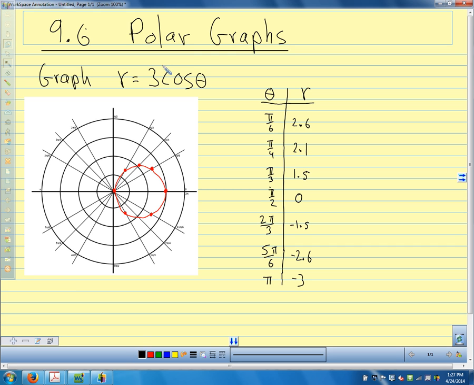And 3 tells us our diameter. And when we have just a cosine theta graph, we always end up with a circle that's centered on the polar axis. If we had 3 sine theta, I think we talked about this yesterday, we would end up with a circle that was on the pi over 2 axis. So we can always just plug in points, plot points on our polar graph to get an idea of what our equation is.